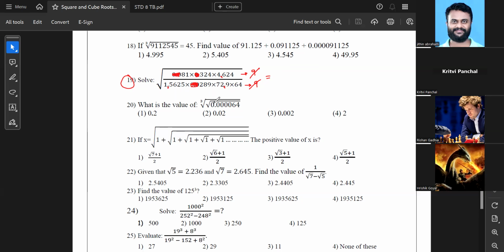By the way, there are no options for this. Okay, I think that's a printing mistake. So the square root of 81 is what? 9. And 9 square into 18 and 18. Very good. Multiplied by?